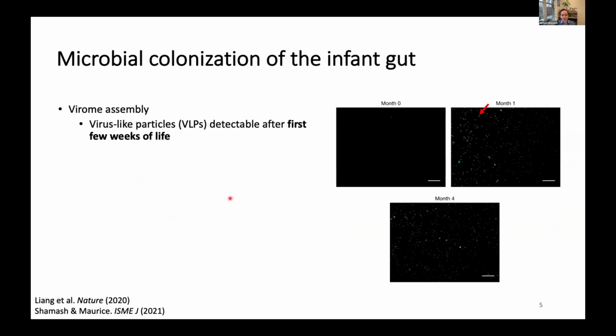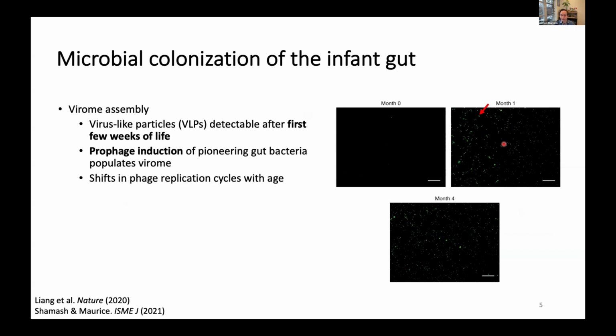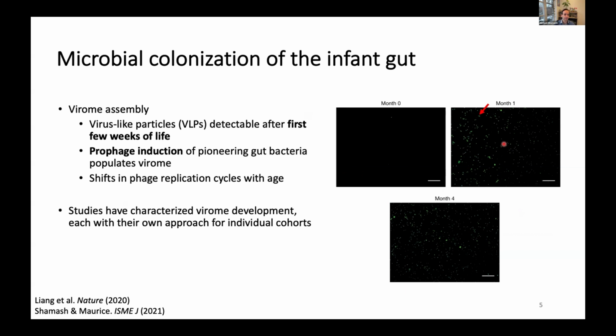And studies have shown that virus-like particles, or VLPs, are detectable somewhere after the first few weeks of life. So that's what I'm showing in this figure here. All these green dots are VLPs, most of which are phages. And you can see how at birth, in this cohort of infants, there are really no VLPs. At 1 month, suddenly, millions of VLPs. And studies have hypothesized that it's prophage induction of these pioneering gut bacteria that's really responsible for populating the gut virome after birth. And similar to the bacterium, there are also shifts in phage abundances and replication cycles with age, and I'll get into that shortly.